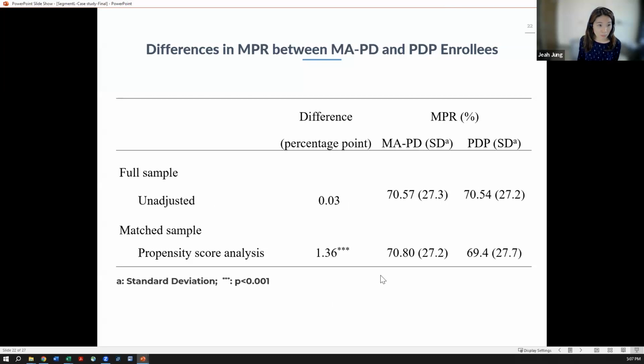Now, in the matched sample, we see a very slightly higher MPR in the MAPD, right? Among MAPD enrollees, it's only 1.36 percentage points higher. It's a very small difference in MPR. I actually converted this one: how many more days of statins do they have compared with the PDP enrollees? This translates into 5 days more, so it's really not meaningful. However, it was statistically significant.